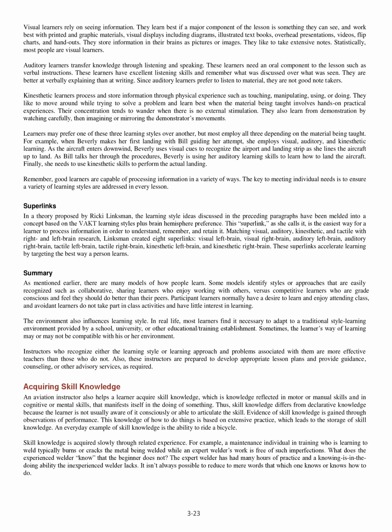Learners may prefer one of these three learning styles over another, but most employ all three depending on the material being taught. For example, when Beverly makes her first landing with Bill guiding her attempt, she employs visual, auditory, and kinesthetic learning. As the aircraft enters downwind, Beverly uses visual cues to recognize the airport and landing strip as she lines the aircraft up to land. As Bill talks her through the procedures, Beverly is using her auditory learning skills to learn how to land the aircraft. Finally, she needs to use kinesthetic skills to perform the actual landing.